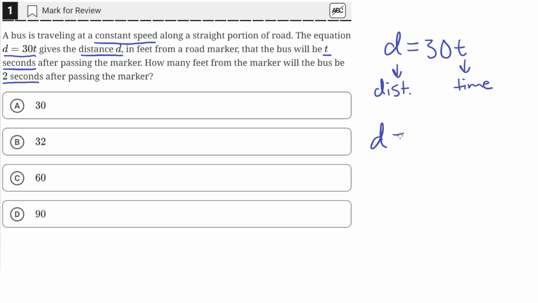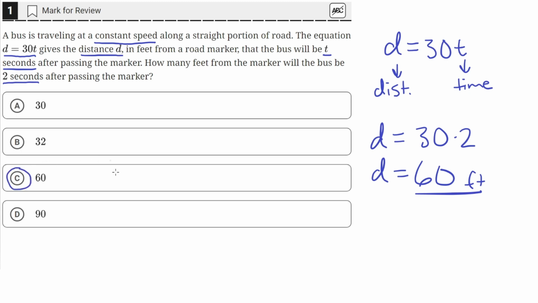So we'll just have d equals 30 times 2, which is just equal to 60. So after 2 seconds, the bus travels 60 feet from the marker, which is answer choice C.